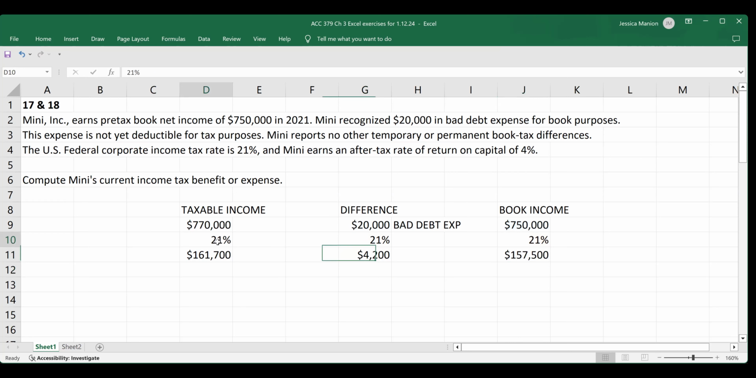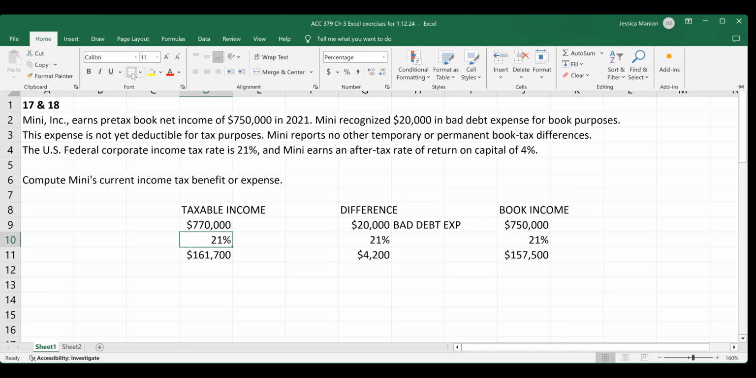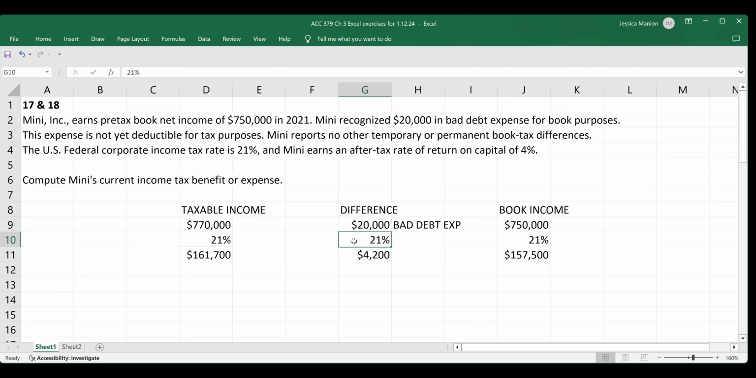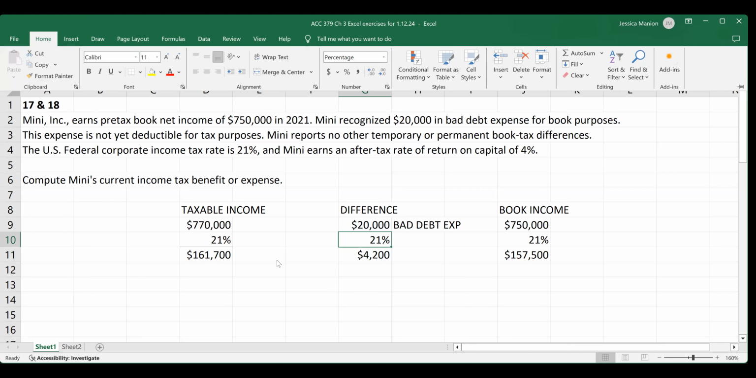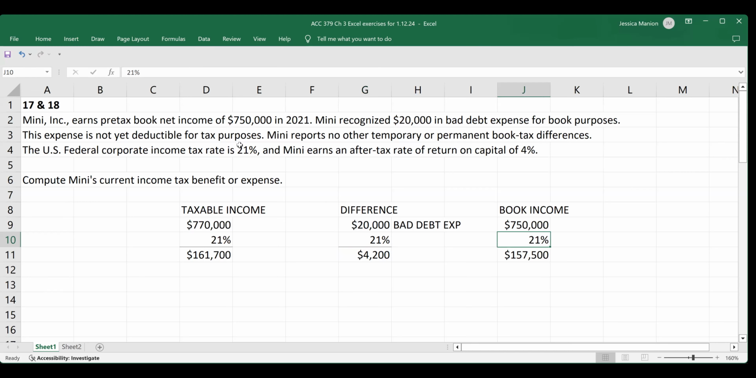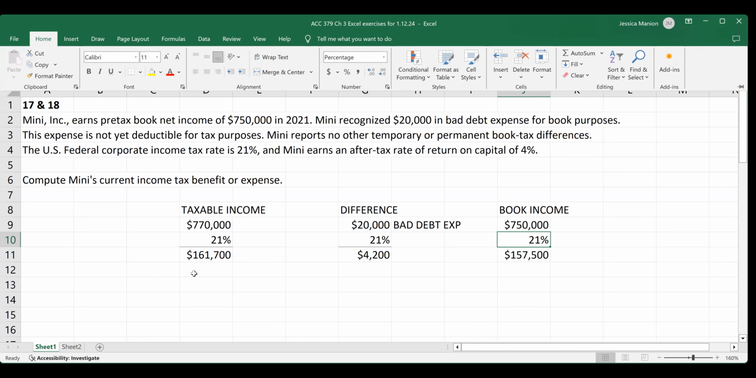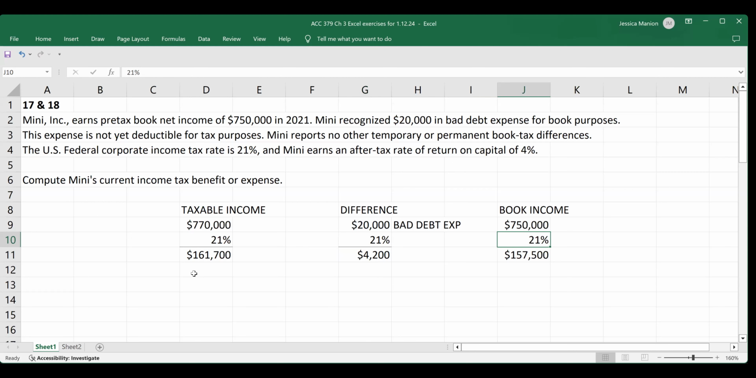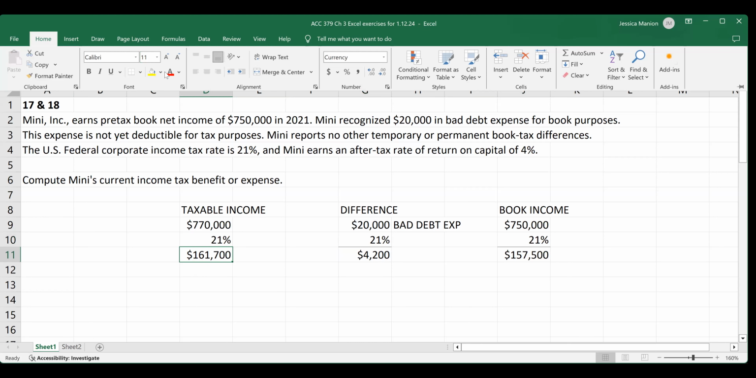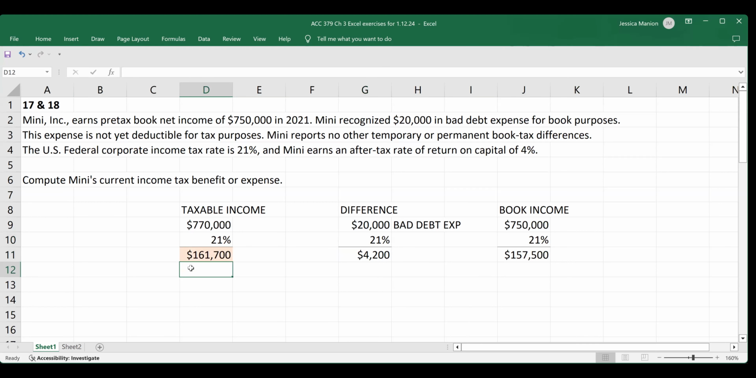All right, so we've got all of our numbers here. What it was actually asking us to calculate on number 17 was the current income tax expense. And so our current income tax expense is the 161,700. That's what we have to pay currently. This is our current income tax expense.